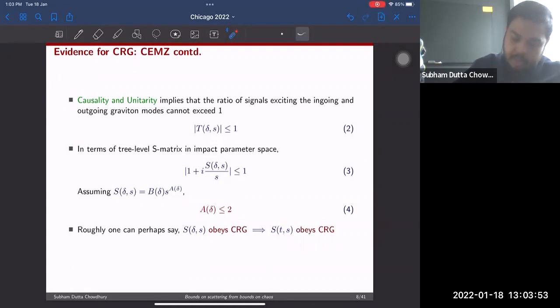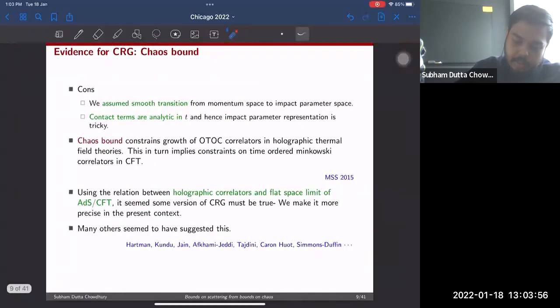But this would be a bit fast, in the sense that we assume the transition from momentum space to impact parameter space is smooth. It also won't be applicable if the S matrix is generated by contact terms, because those are analytic in t, and therefore the impact parameter representation is a bit tricky. It's essentially a Fourier transform, so you will have divergences to deal with. So while this was very promising, it did not tell us that the S matrix should actually be bounded by s squared.